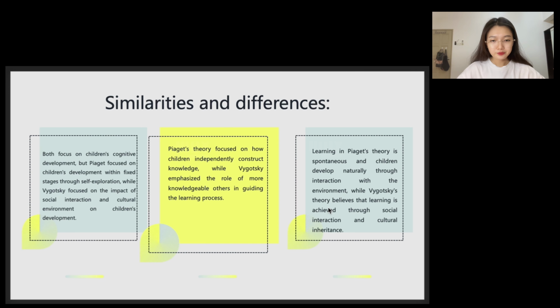For the second, Piaget's theory focuses on how children construct knowledge independently, while Vygotsky emphasized the role of more knowledgeable others in guiding the learning process. For the third, learning in Piaget's theory is spontaneous and children develop naturally through interaction with the environment, while Vygotsky's theory believes that learning is achieved through social interaction and cultural inheritance.